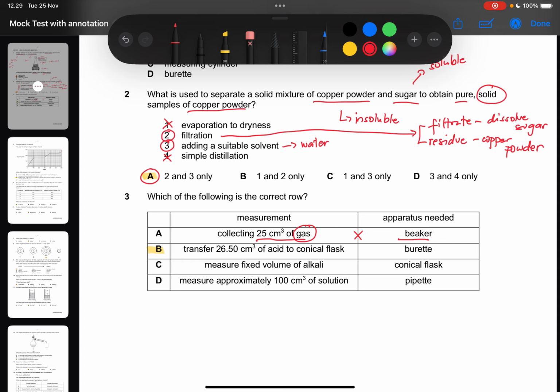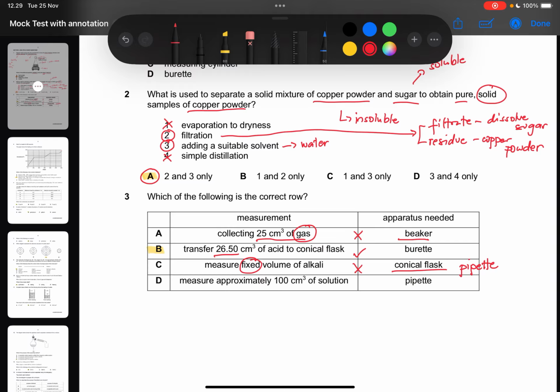Letter B, transfer 26.50 cubic centimeter of acid to a conical flask. That's correct. We're going to use a burette for that. This is common for a titration setup. Letter C, measure a fixed volume of alkali using a conical flask. That is not correct. We cannot use a conical flask because this one is not used to measure a fixed volume. The best apparatus for this one is a pipette.